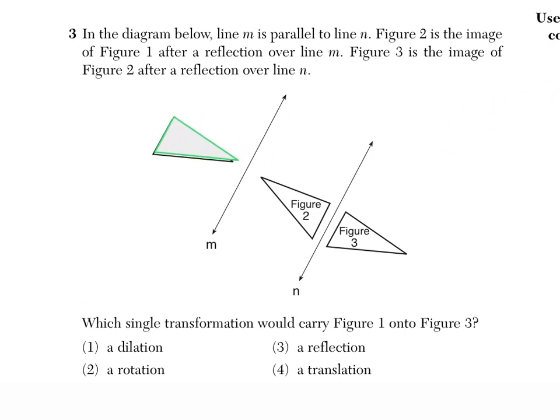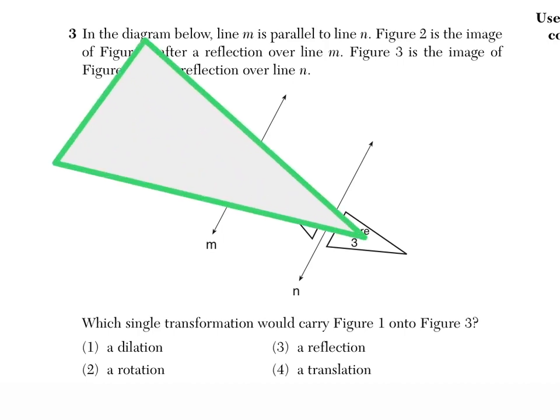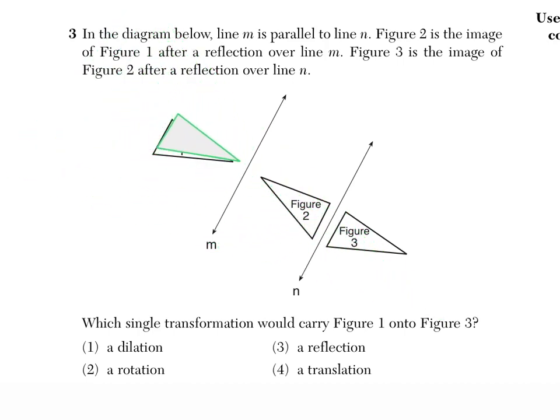The first option is a dilation. Well, we know a dilation increases or decreases the size of the object, and we can rule that out because that's not going to get figure 1 to figure 3. When we take a look at option 2, it says a rotation. If this spun, that's not going to shift this triangle over to figure 3.